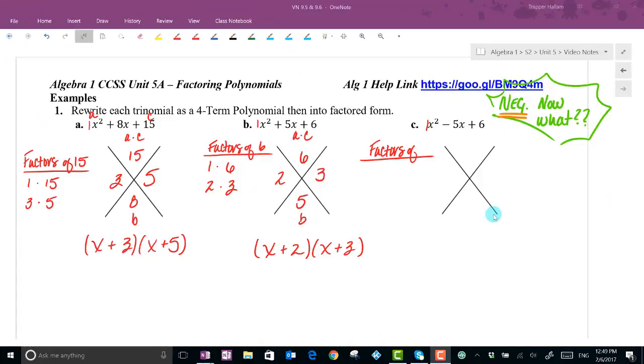Okay, so we're on the next page here. We're going to do a couple examples of these. Make sure you pause and write these down, and we'll do one together in a second.